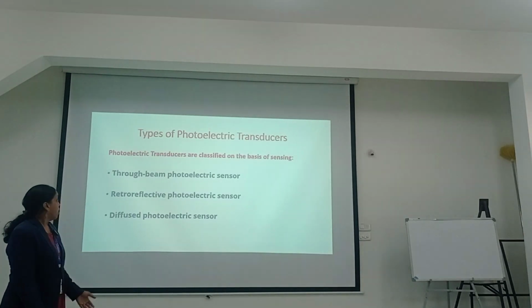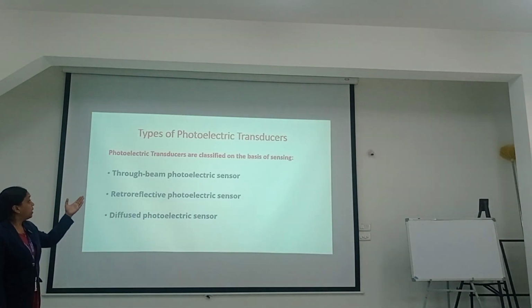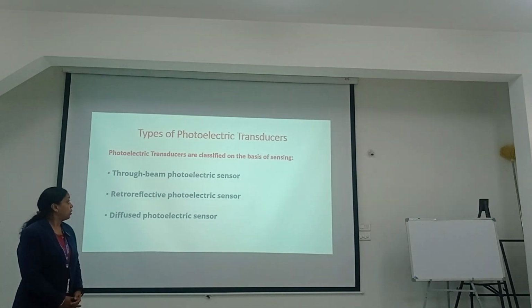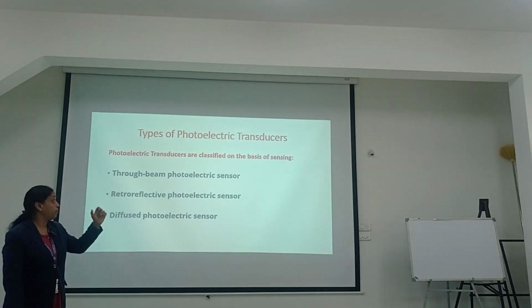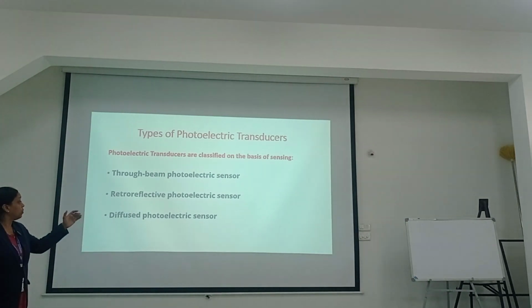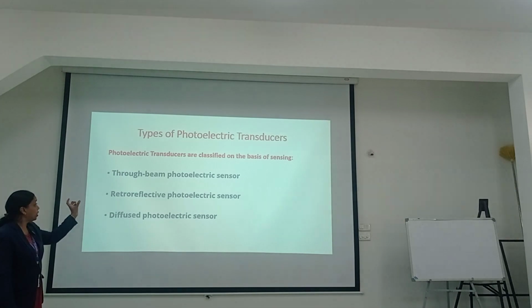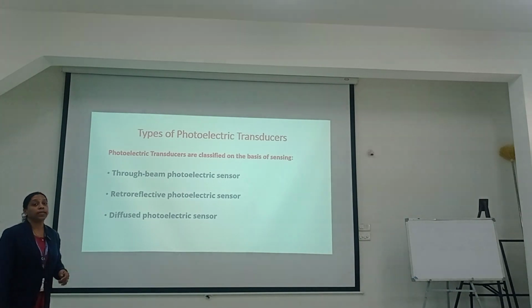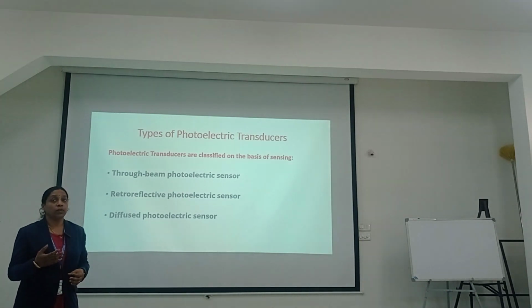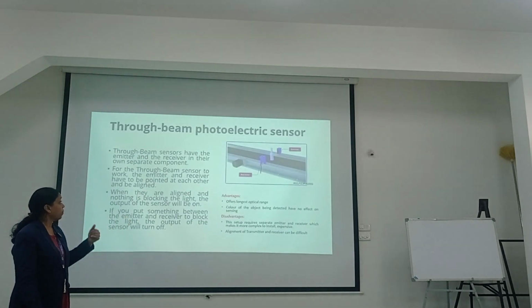Okay. So we will see the types of the photoelectric transducers based on the sensing property. So there are three types of photoelectric transducers. First type is called through beam. Second type is called retroreflective. Third type is called diffused photoelectric transducers. So we'll go through it one by one.